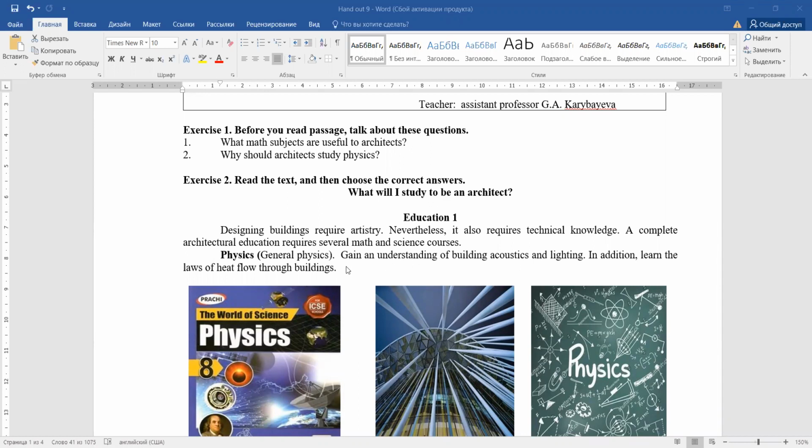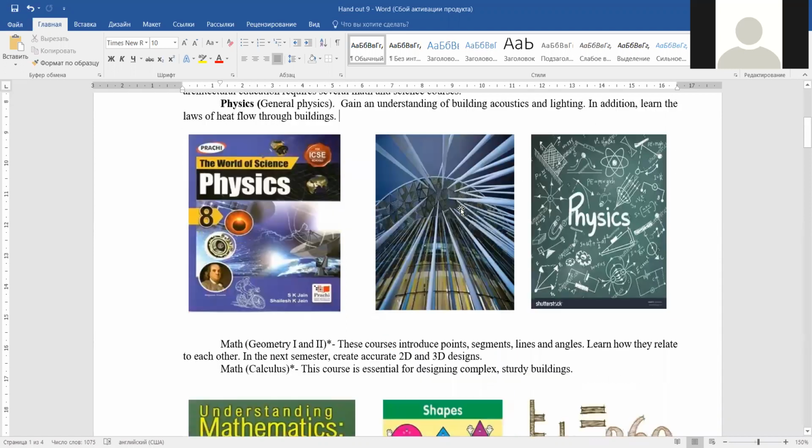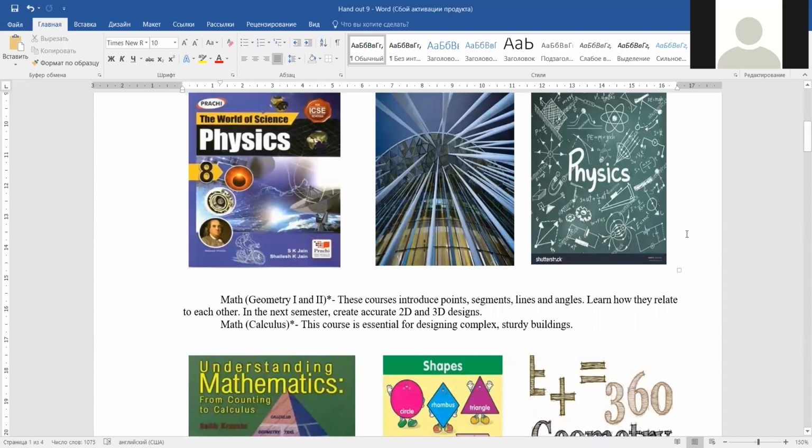Good, thank you. Second paragraph. Physics, general physics: gain an understanding of building, acoustics, and lighting. In addition, learn the law of heat flow through buildings. Yes, it is about physics, general knowledge in physics. The next one, please. Go on.